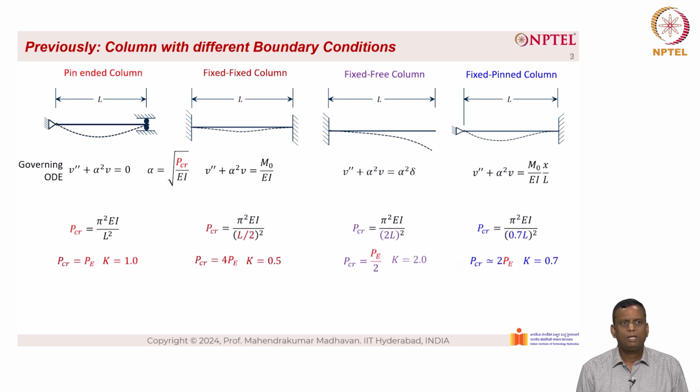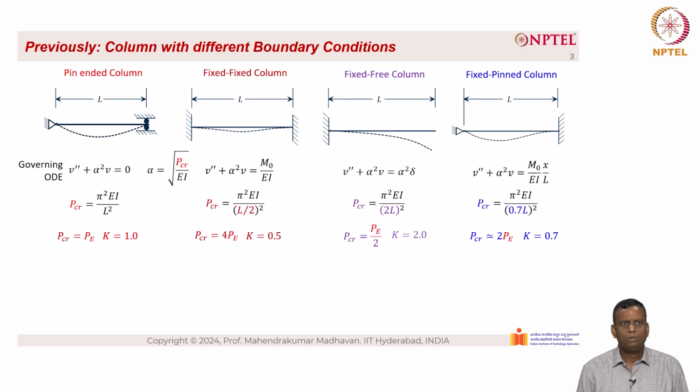Accordingly, we have the critical buckling load as pi square EI by L square for pin-ended. For fixed, it is 4 pi square EI by L square. For fixed free, it is going to be pi square EI by 4 L square, and for fixed pin, it is pi square EI by L square into 2.046. So basically, that gives you the value of K equal to 1.0, 0.5, 2.0 and 0.7 respectively for all the boundary conditions that we have shown in the figure.